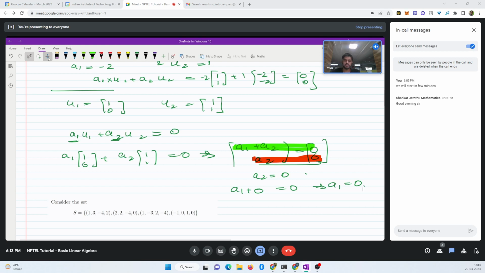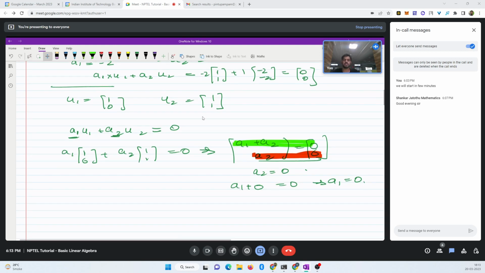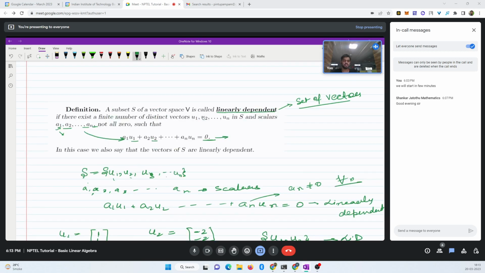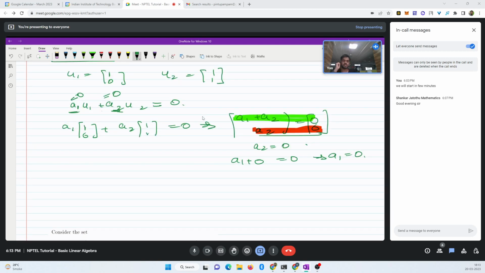This means the only way we can make a1 u1 plus a2 u2 equal to 0 is by taking a1 equal to 0 and a2 equal to 0. But for linear dependence, we wanted at least one of the ai's to be non-zero. Because both of them are 0, the vectors u1, u2 are linearly independent. Is this clear to everyone? Any doubt in the definition of linear dependent and independent?